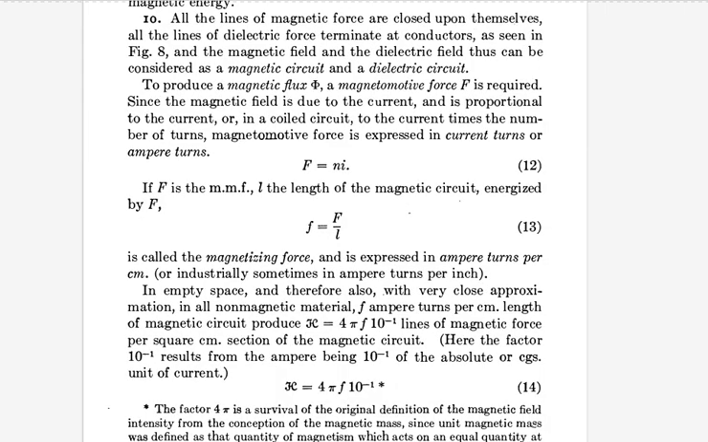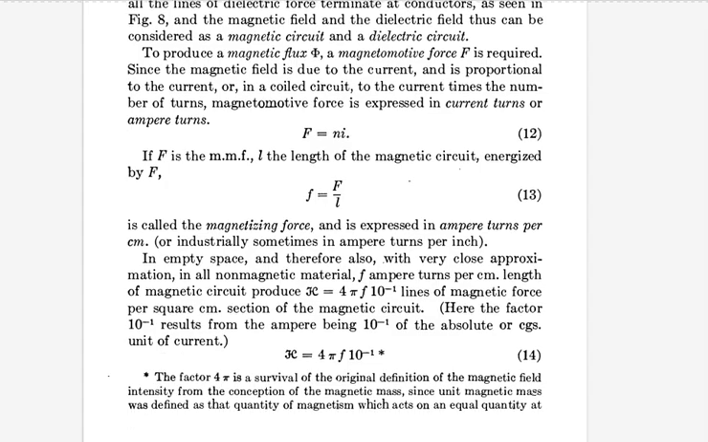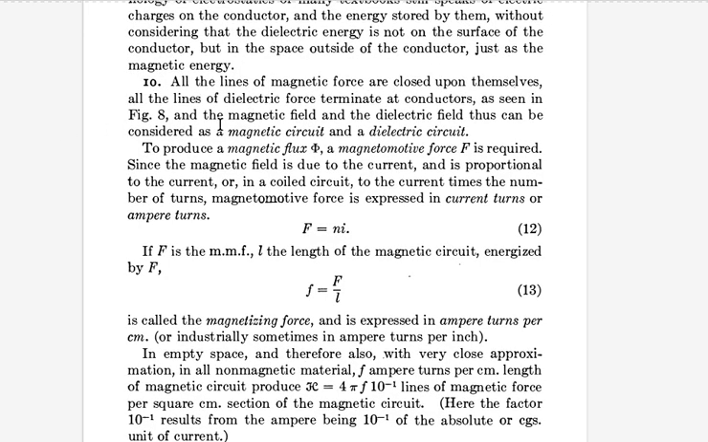10. All the lines of magnetic force are closed upon themselves, all the lines of dielectric force terminate at conductors, as seen in Figure 8. And the magnetic field and the dielectric field thus can be considered as a magnetic circuit and a dielectric circuit. To produce a magnetic flux phi, a magnetomotive force F is required. Since the magnetic field is due to the current, and is proportional to the current, or, in a coiled circuit, to the current times the number of turns.